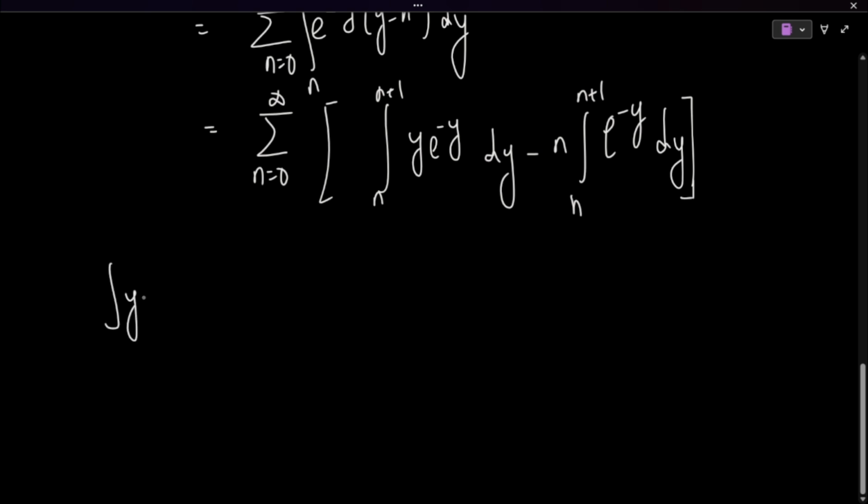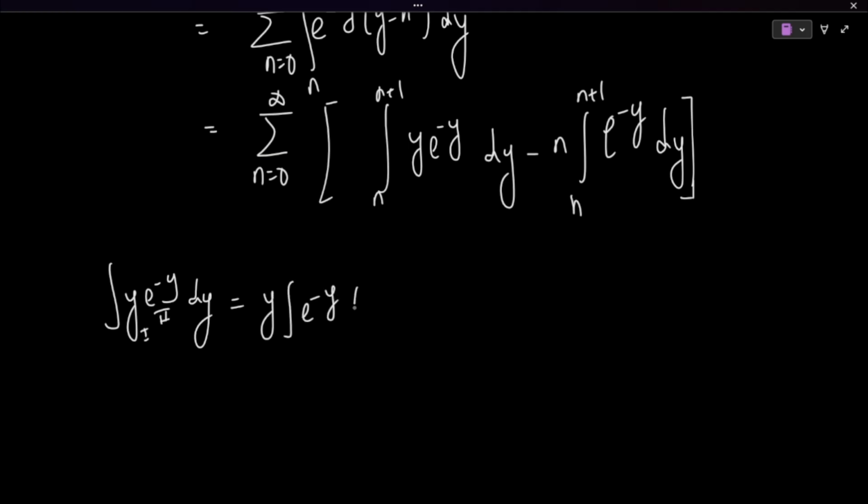So first of all, let's solve this y times e to the power minus y dy, the indefinite integral. So how do you solve this? You use integration by parts, right? The ILATE rule, where the exponential is the second function and y is the first function. So you get y times the integration of e to the power minus y dy, minus the differentiation of y, which is 1, times the integration of e to the power minus y, which is minus e to the power minus y dy.